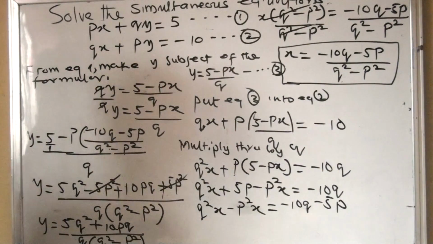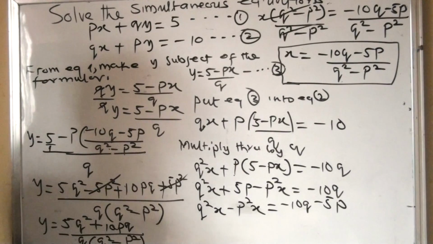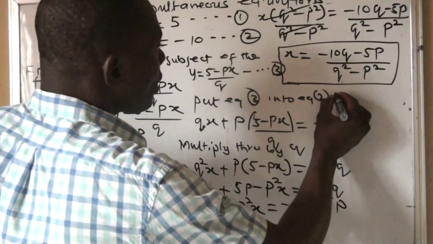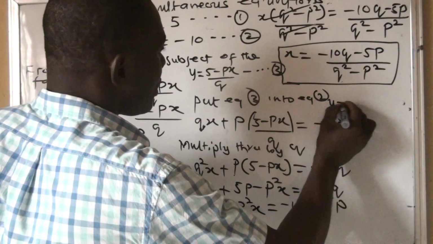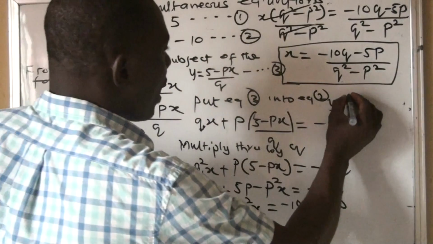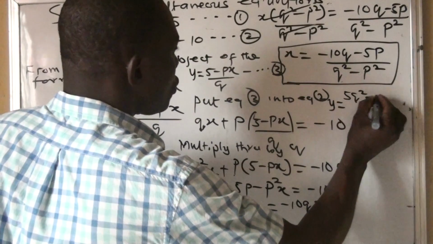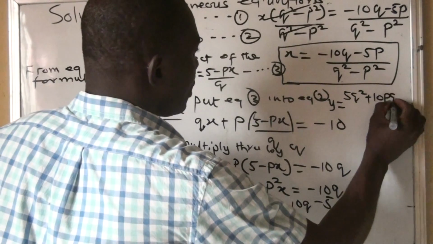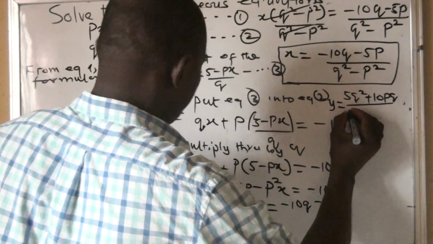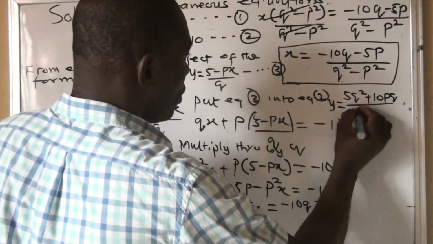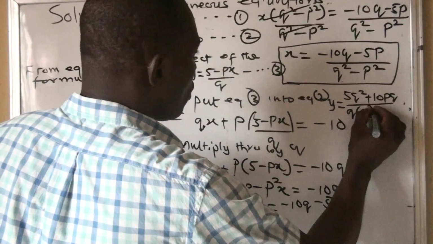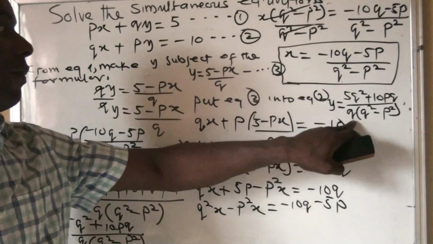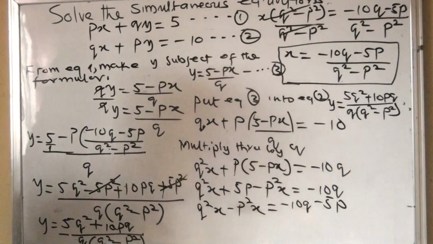Okay, using the elimination method, here we see that the value of y now is 5q squared plus 10pq all over q times q squared minus p squared. So this is the value of x and the value of y respectively.